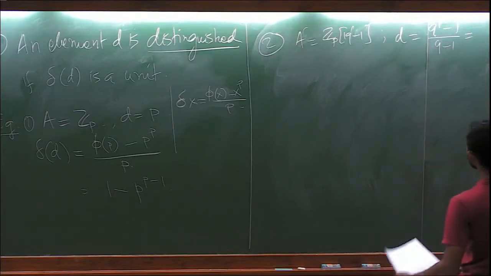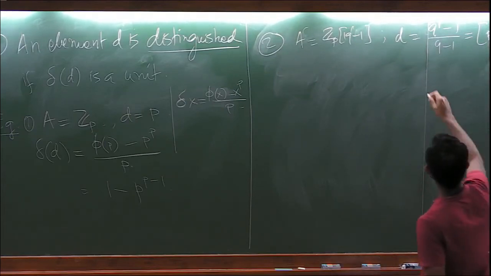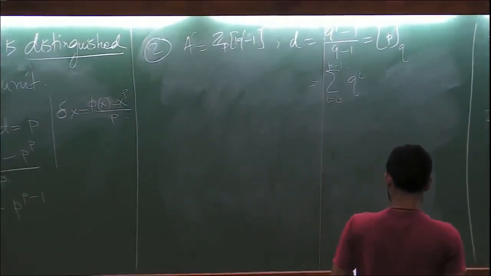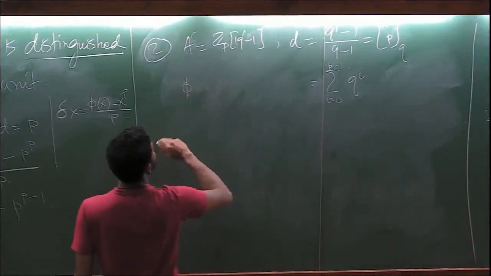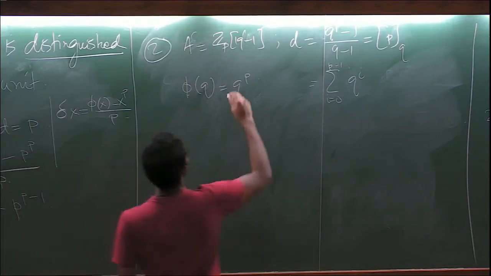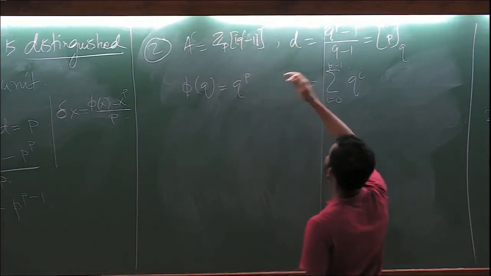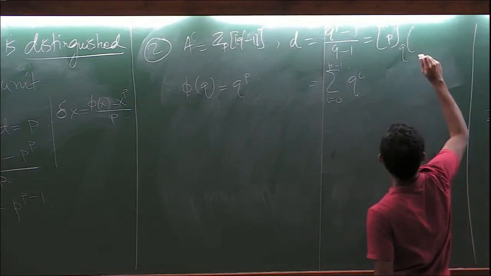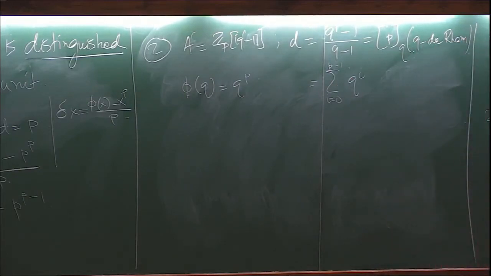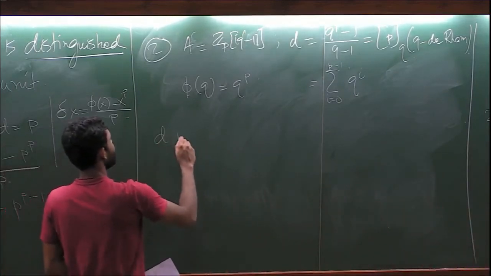This is sometimes written as Z_p[[q-1]]. On this one, the Frobenius is induced by phi of q going to q to the power p. A is the q minus 1 adic completion of Z_p[q]. So this is related to the q-de Rham situation, which we won't talk about, but at least it's a nice example. So here the claim is that D is distinguished.